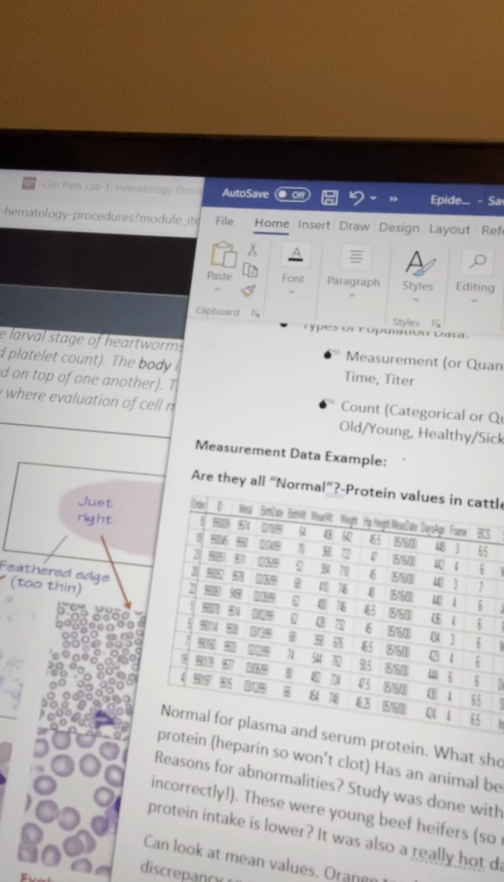So we got into examples. So we got into a measurement data example. So we asked, are they all normal? So are the protein values in this cattle normal? So we looked at this chart here, and this example is going to go on for a while. So it was normal for plasma and serum protein. So basically, what should I be looking at? We were looking at a green top tube, so that means we were looking at plasma protein because it had heparin in it, and that doesn't clot. It has an animal below normal range in this set of data.